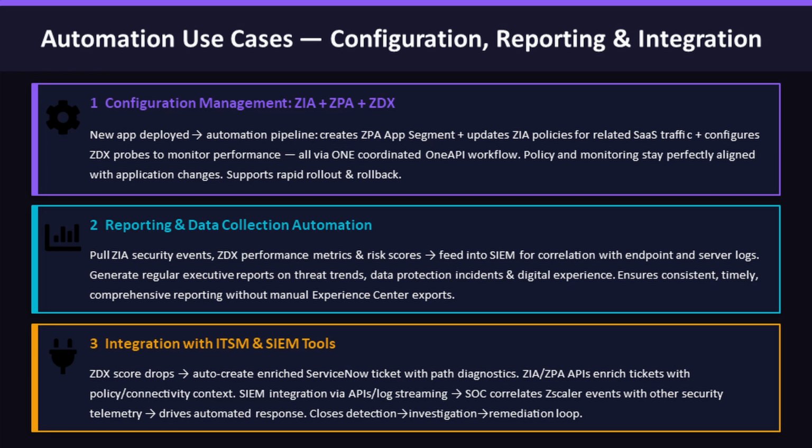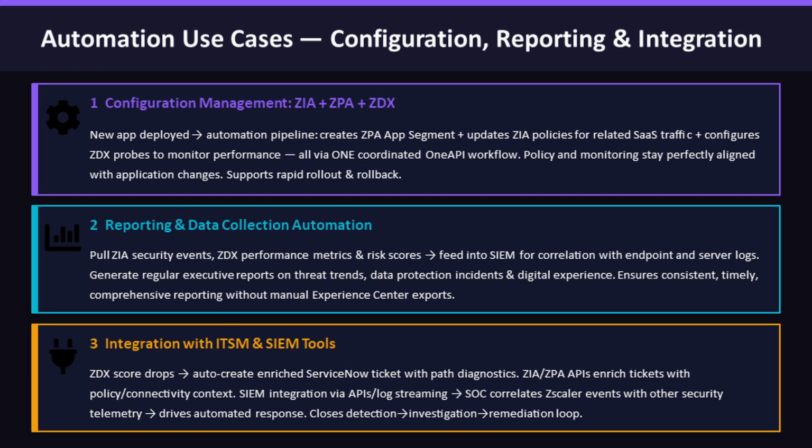Use case 2, reporting and data collection automation. Instead of manually exporting reports from the Experience Center, you automate this with scheduled API jobs. ZIA APIs pull security events, threat detections, and configuration risk data. ZDX APIs export performance metrics and ZDX scores. This data feeds into your SIEM for correlation with endpoint and server telemetry, and into reporting pipelines that generate executive dashboards on threat trends, data protection incidents, and digital experience quality. Automated reporting ensures consistent frequency and format without administrative overhead.